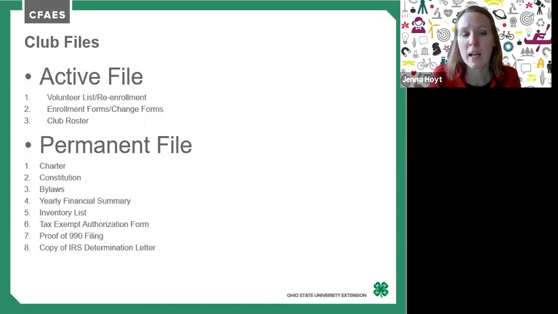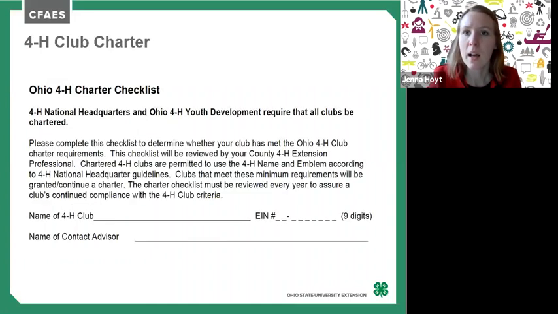So your charter may be a copy of your charter checklist. And here's an example of the top of that form and what it looks like. And all of these forms are available for you, if not on your county website, also on ohio4h.org. So the charter checklist is the checklist you should go through annually that grants you permission to use the 4-H name and emblem. There are minimum requirements like having 5 members from 3 different families and all your volunteers being screened and having club officers that you want to go through and check off. So that's your charter checklist that gets submitted.